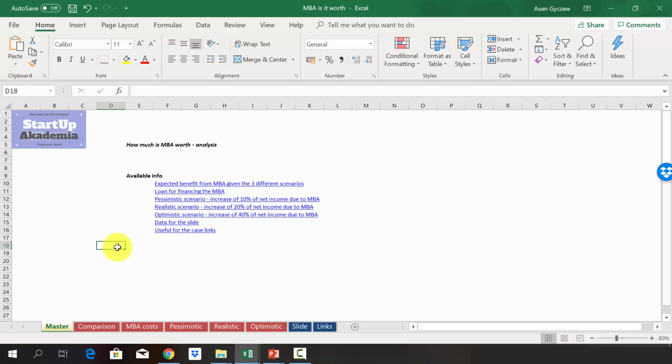So please download the file attached to the lecture, which is called "MBA, Is It Worth?" And here in the master sheet, you will find a table of contents where we have listed all the sheets we've got here with the links so we can go back and forth. The first one we're going to start with is actually the loan for financing the MBA.